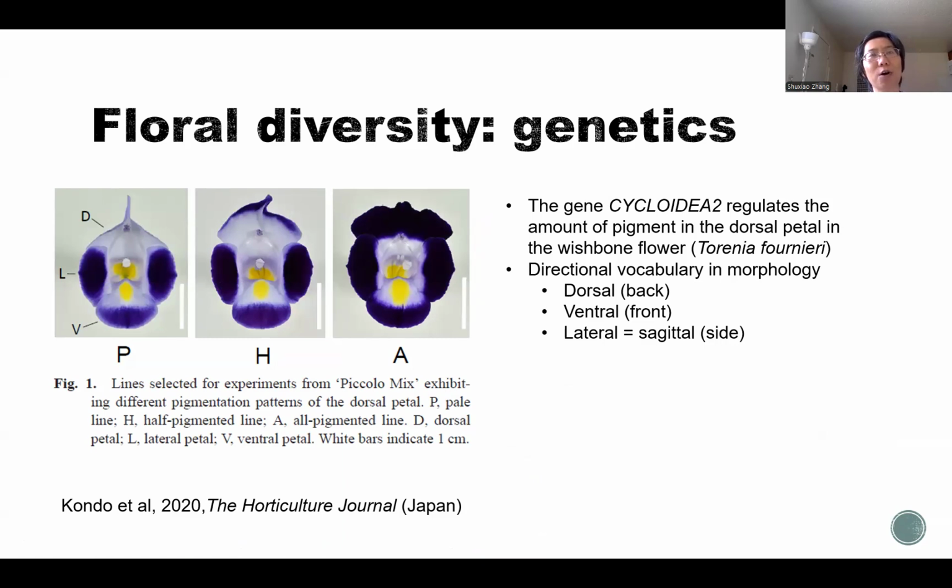So this is one organ morphology where the plants have bilateral symmetry, just like we do. And in terms of studying plant morphology, there's a lot of directional vocabulary as well. So in this case, the flower, like us, has a dorsal or backside, a ventral side, which is the front side, and a lateral side, which is going from side to side. And sometimes you also hear this referred to as the sagittal plane. And this is research done by a group in Japan.